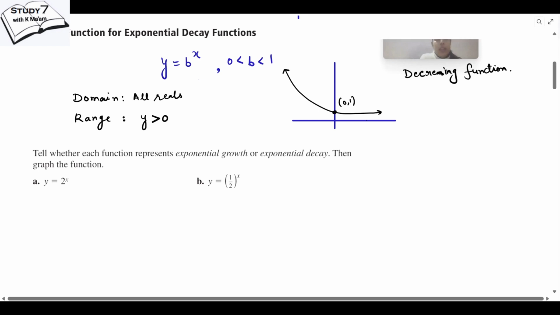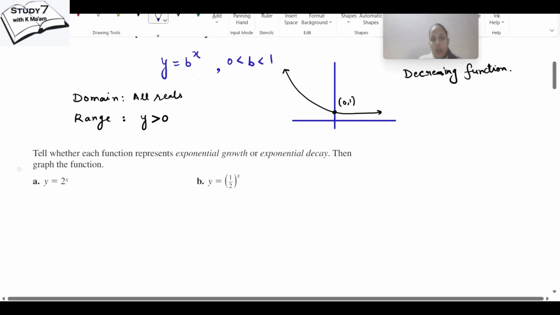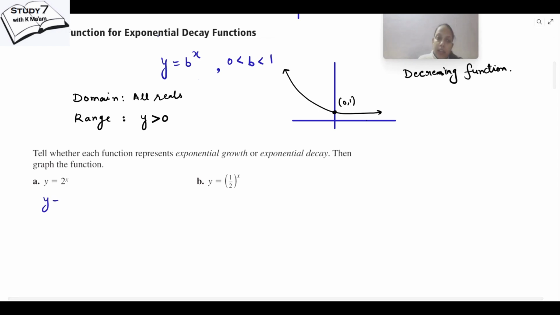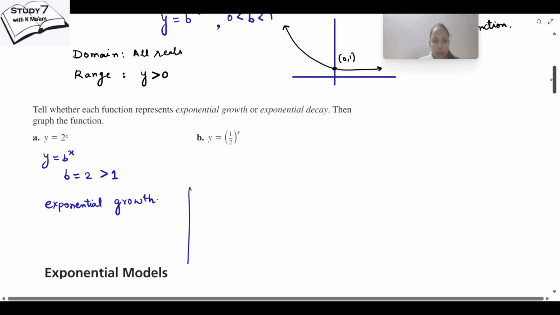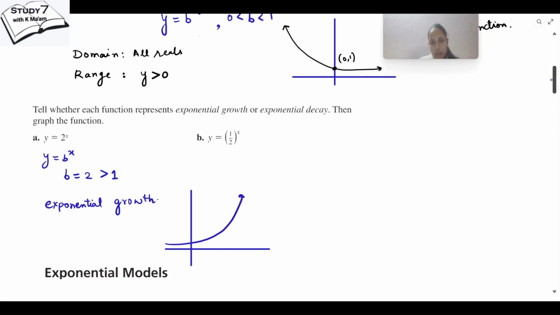We have to decide whether the function is exponential growth or exponential decay, and then graph it. If you compare with y equals b to the power x, here the b value is 2. 2 is greater than 1, so this is an exponential growth function. And how will the graph look if you want to draw it? A growth function will be going up. That's it, 2 to the power x. At x equals 1 it is 2.